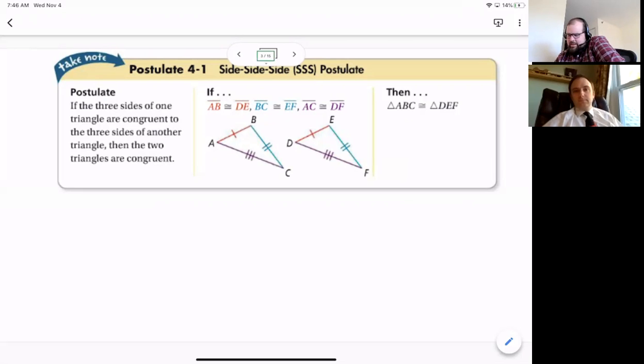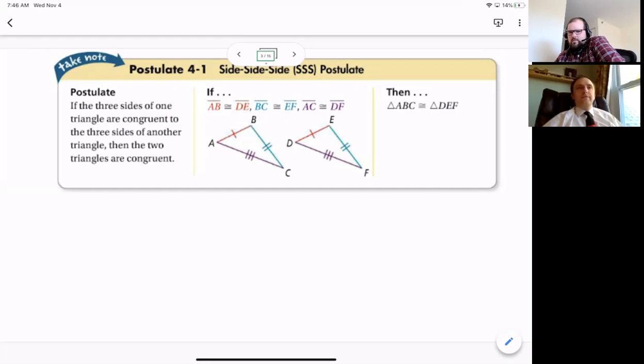Okay, and we call this side, side, side. We're going to use S and A a lot in here because we're talking about sides and angles. And SSS, side, side, side, is telling us that if all three sides of one triangle are congruent to their corresponding sides of a second triangle, that means that those two triangles have to be congruent.